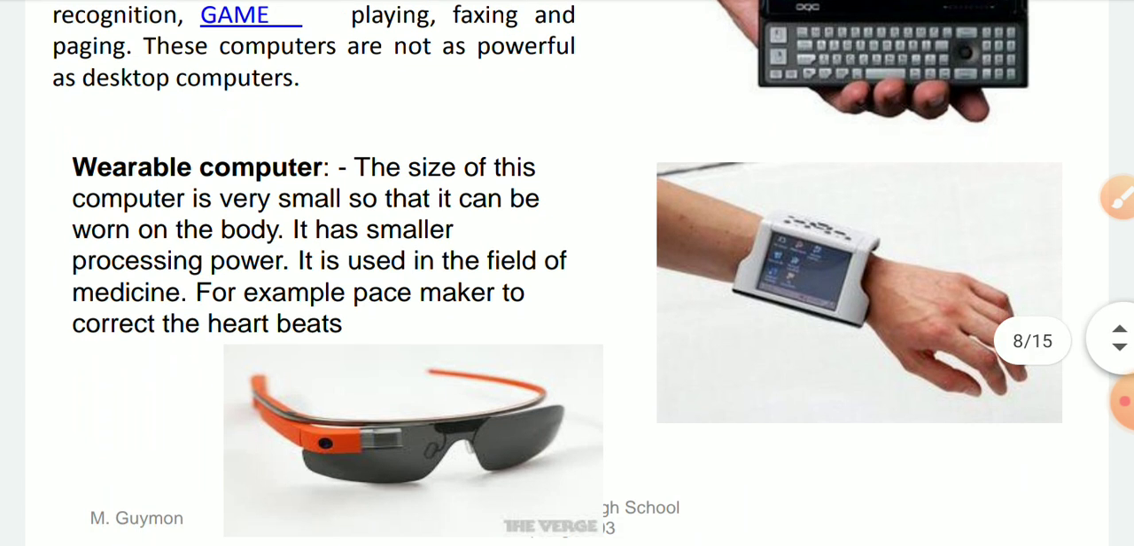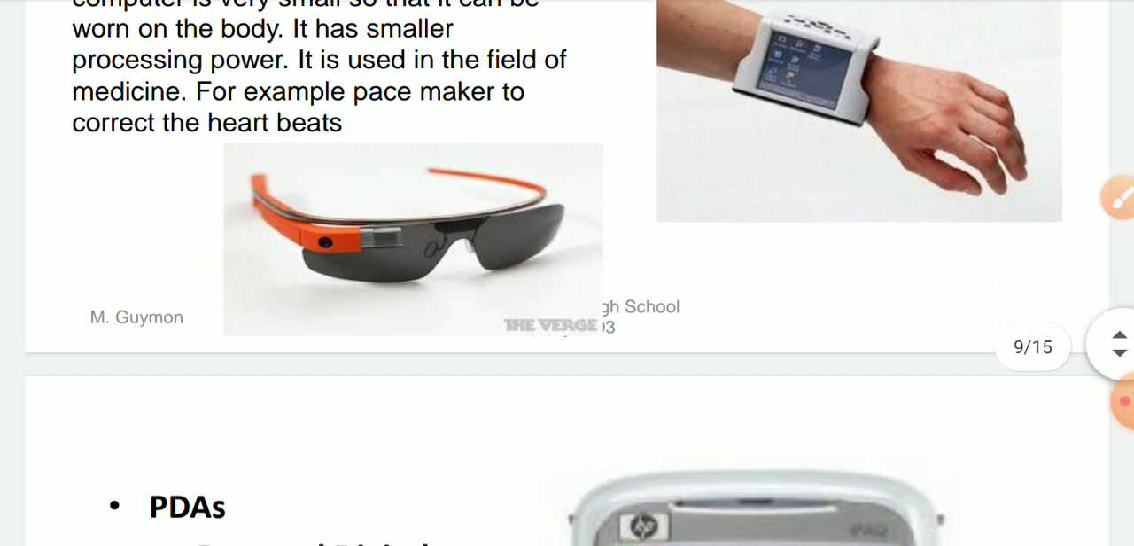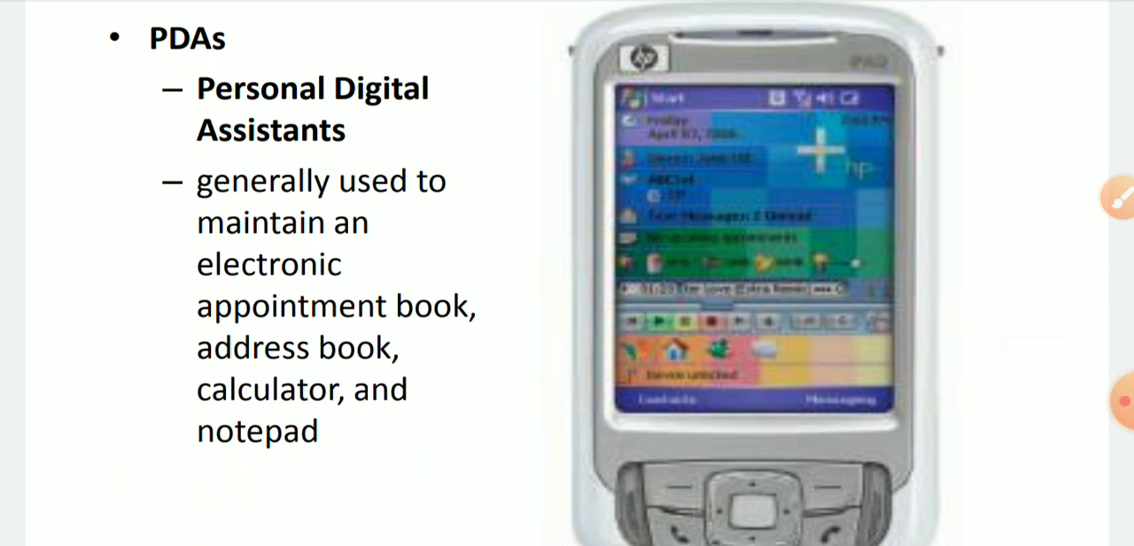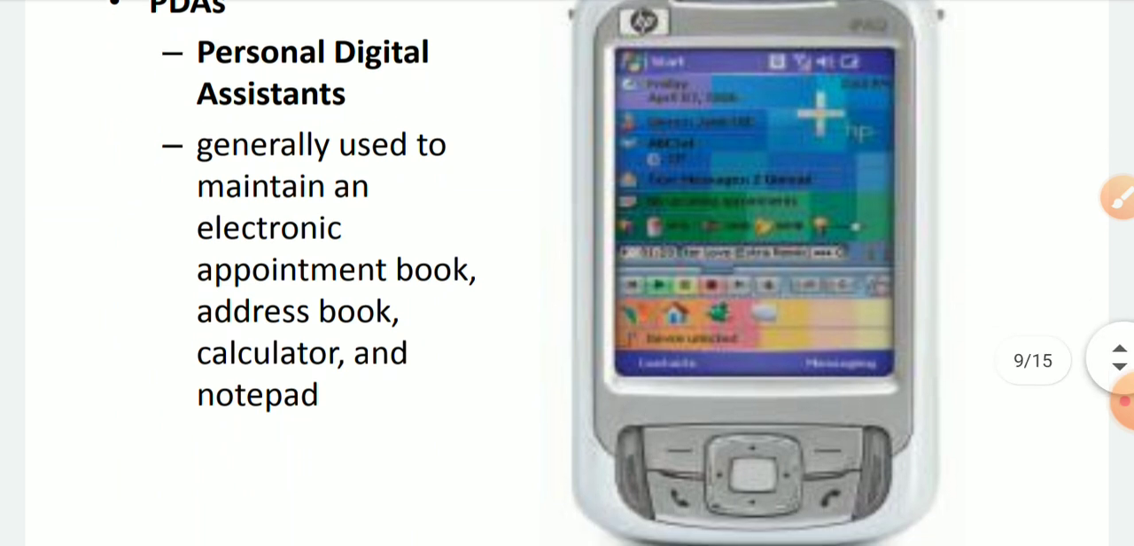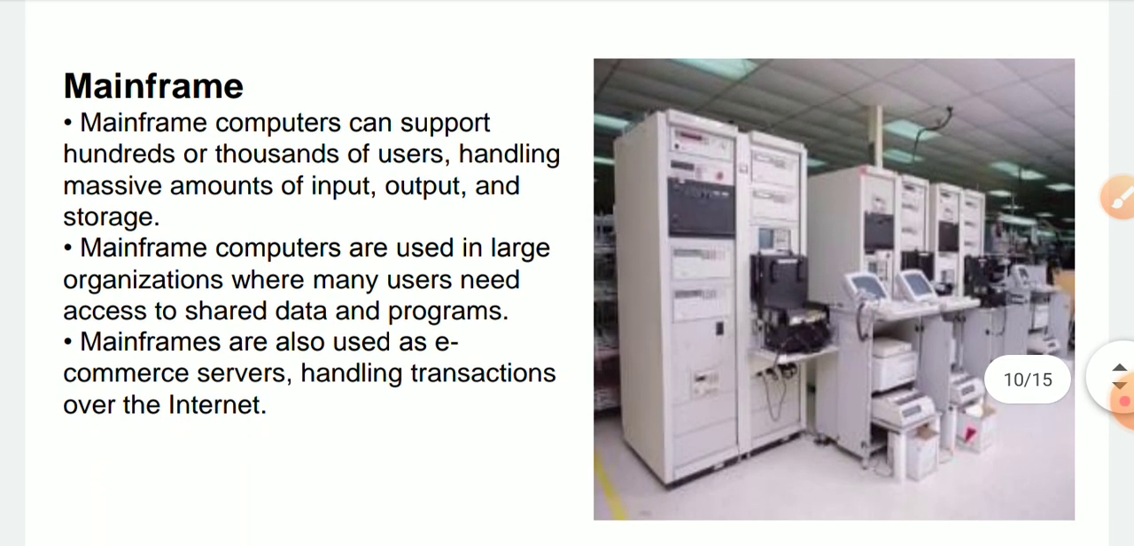Wearable computers. The size of this computer is very small so that it can be worn on the body. It has smaller processing power. It is used in the field of medicine, for example, a pacemaker to correct the heartbeats. So here you have seen the PDAs, personal digital assistants, generally used to maintain an electronic appointment book, address book, calculator and the notepad. Now the mainframe computer.